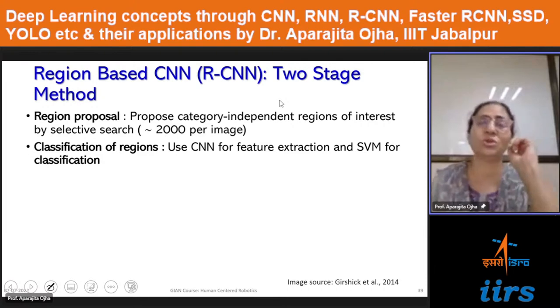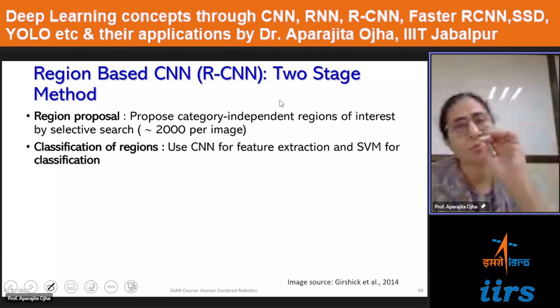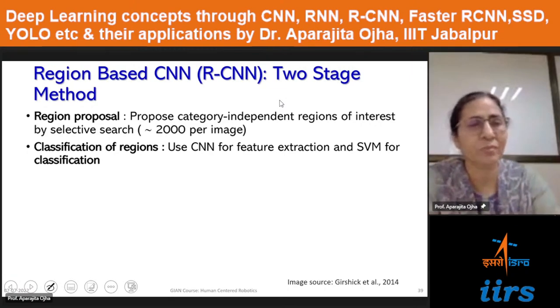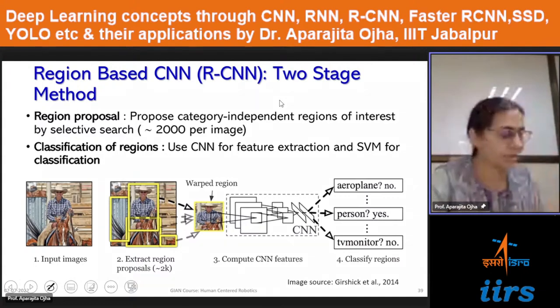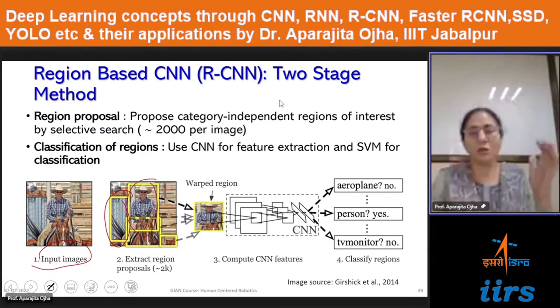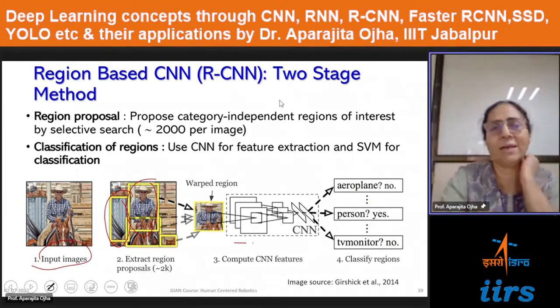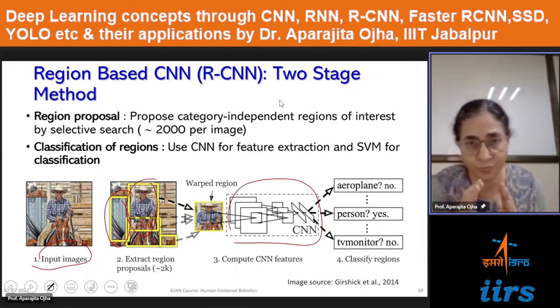And then the classification is done using a CNN after feature extraction of those regions. Then classification was performed using the standard, very popular method known as support vector machine. So here, the CNN was used only for feature extraction. Let's take this example of an input image. These regions of interest are extracted. They're all warped into the same size, right? And then they are sent to a CNN. The CNN extracts features, learning the representation of those images.